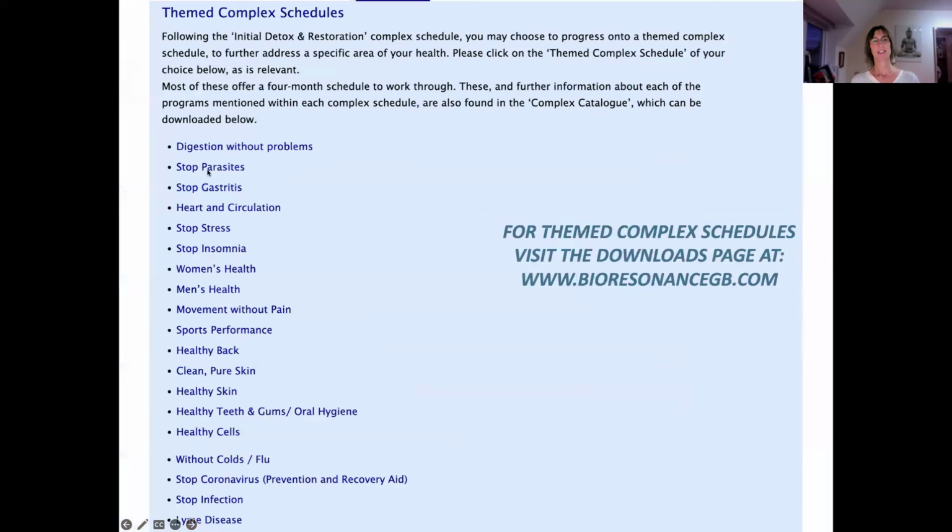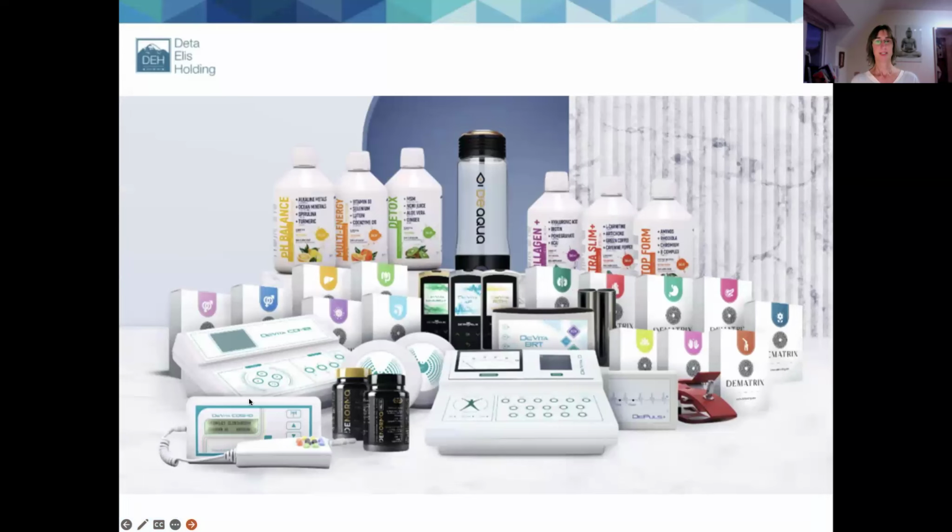It will look like this. These are the links to the different options you have. And these are the 3 mini devices here in the middle of the picture that are mentioned in each of those 3-month schedules.